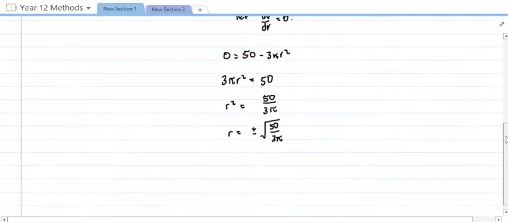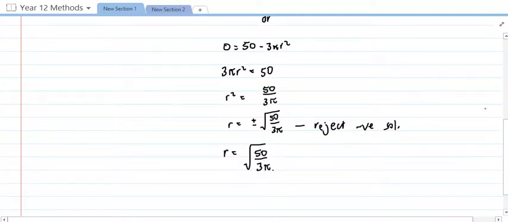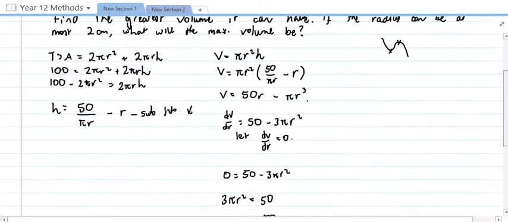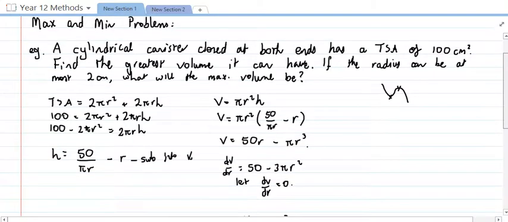Okay, so picking up where the last video left off, we have r equals plus or minus the square root of 50 over 3 pi. So what I'm going to say here is reject the negative solution because it doesn't fit with the question. So we can just say that r equals the square root of 50 over 3 pi. Now, that is the value of the radius which gives the maximum volume. Okay, we still need to find out what that maximum volume is.